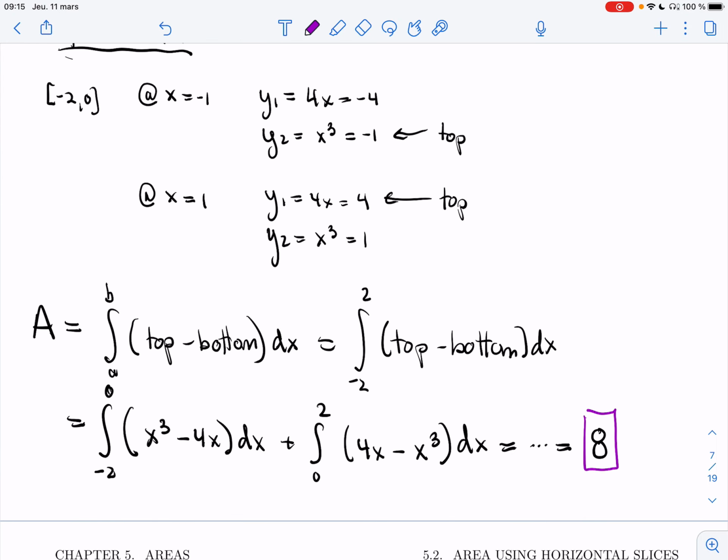All right, so that's it for this video. In the next video, we'll be looking at using horizontal slices, and that will apply to a different type of region.